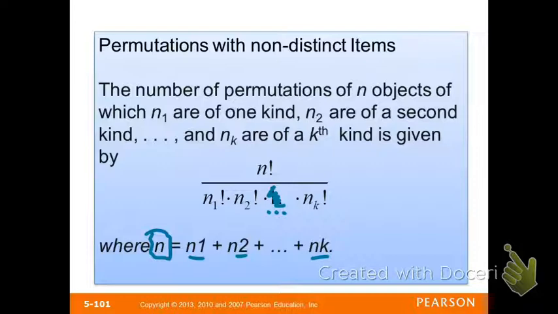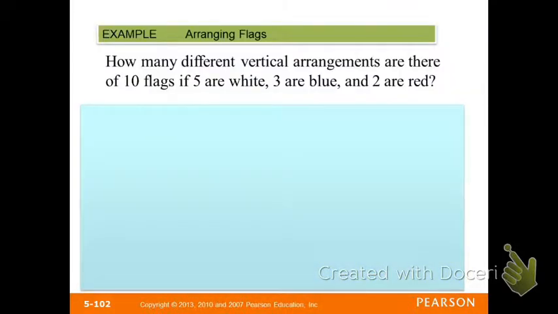All right, so here's an example of that. We have a bag of 20 M&Ms. 5 are yellow, 5 are green, 6 are blue, and 4 are brown. So there's 20 total objects of different kinds. They're non-distinct items because they're all M&Ms. All right, so let's have a look at an example of this. How many different vertical arrangements are there of 10 flags, if 5 are white, 3 are blue, and 2 are red?